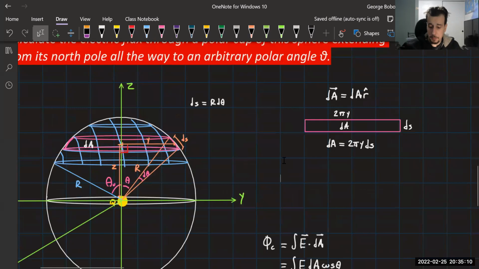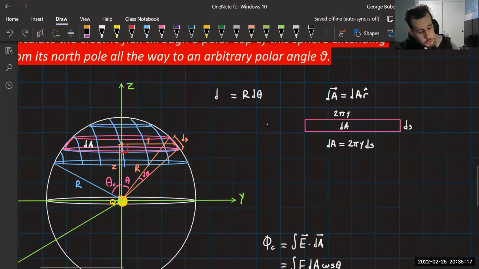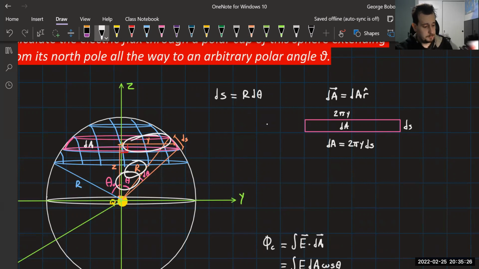What have I been given from the problem? This is already in terms of theta, so it's good. But then what is y in terms of theta? Grace, what is y in terms of theta? And you can use this as well if you want. Is it r sine theta? Yes.